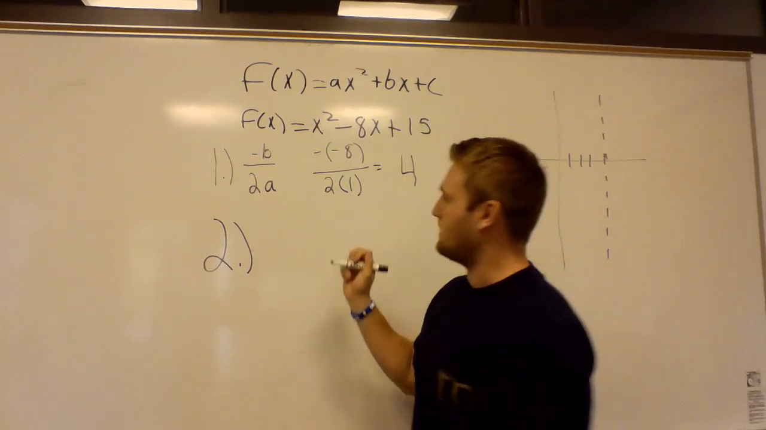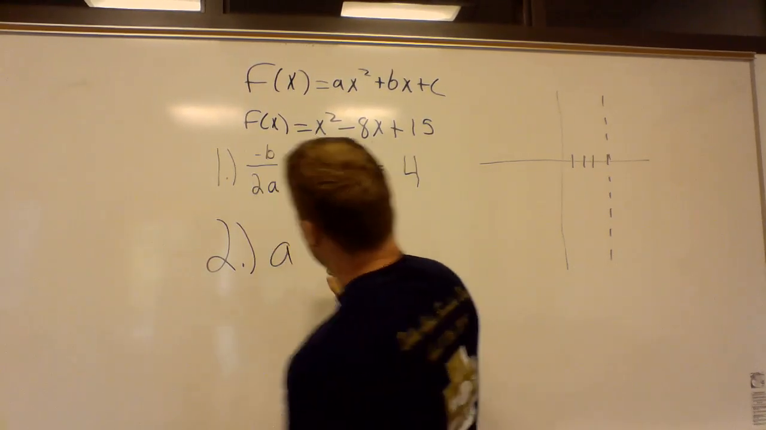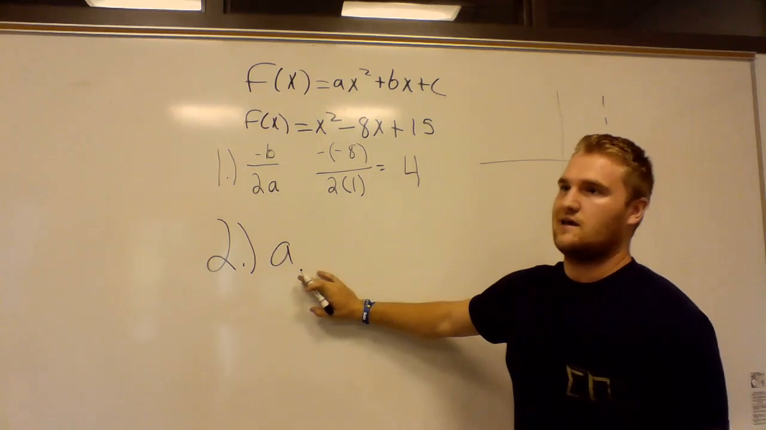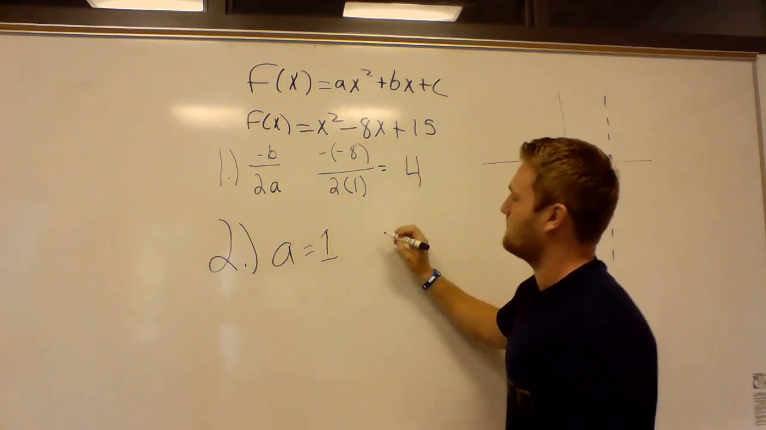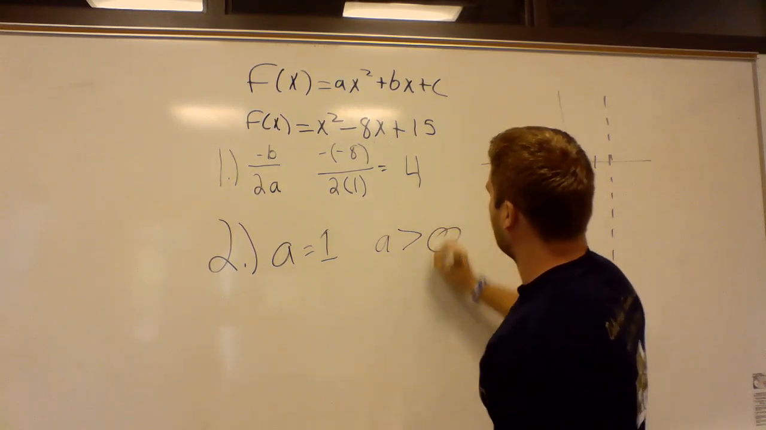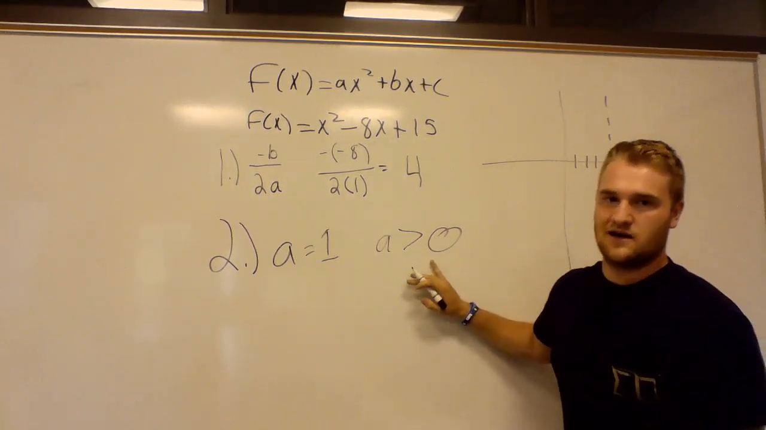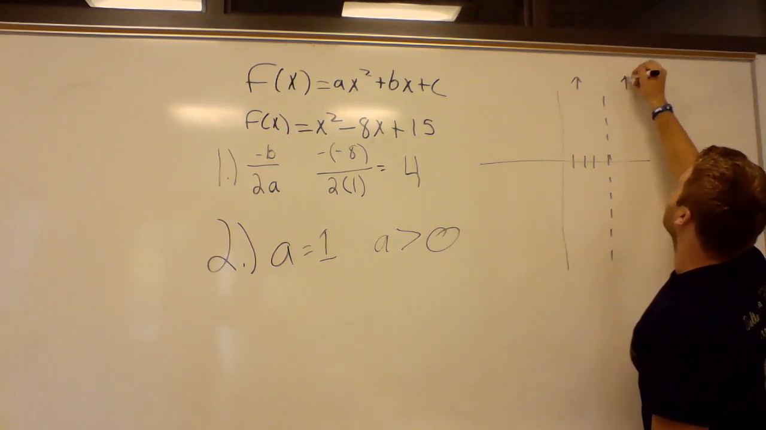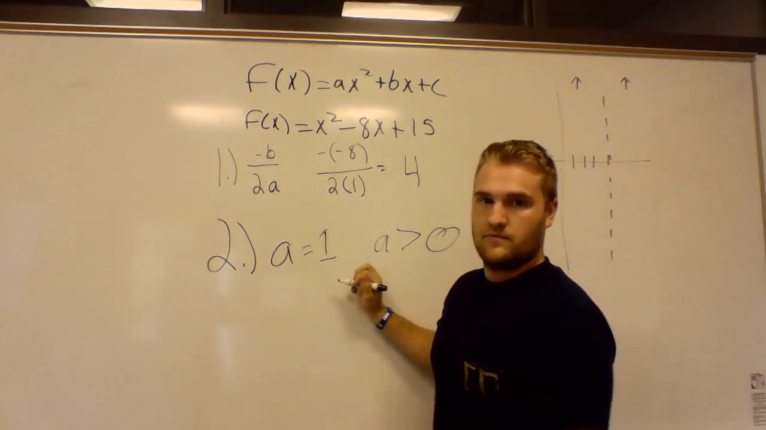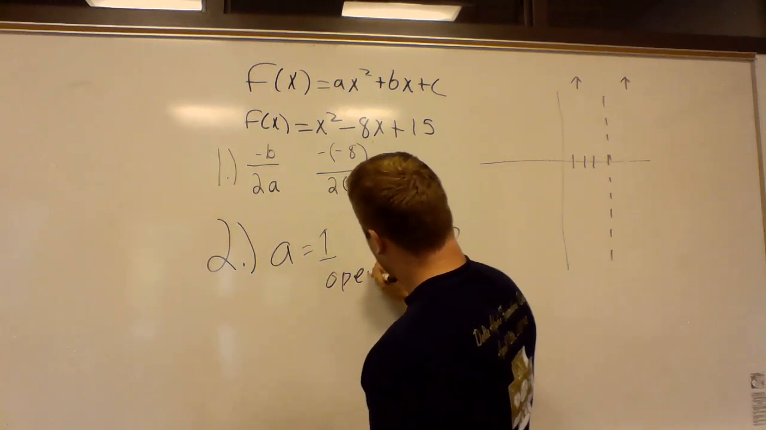So now that we have that, we'll go on to step 2, which is going to be our a value. Since a is 1, it's greater than 0, which means that our graph is going to open upwards. So I'll just represent that with some arrows over here. Right there.